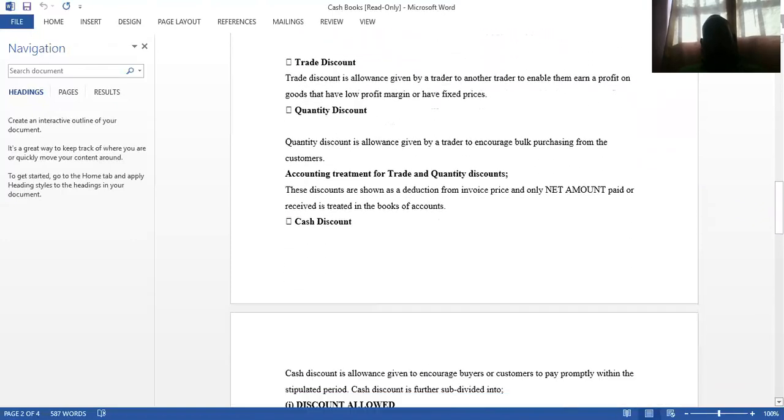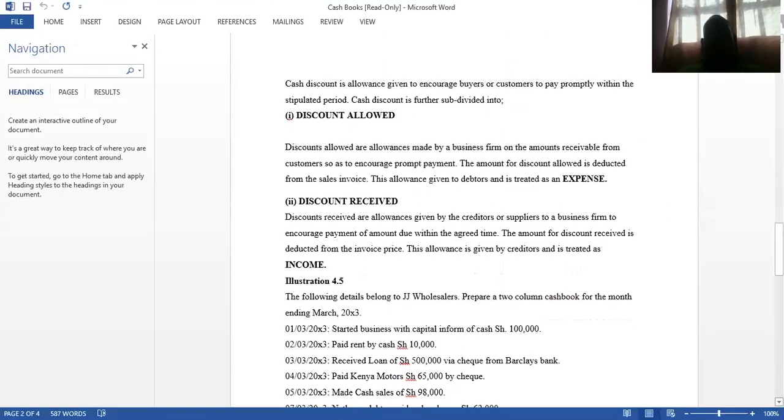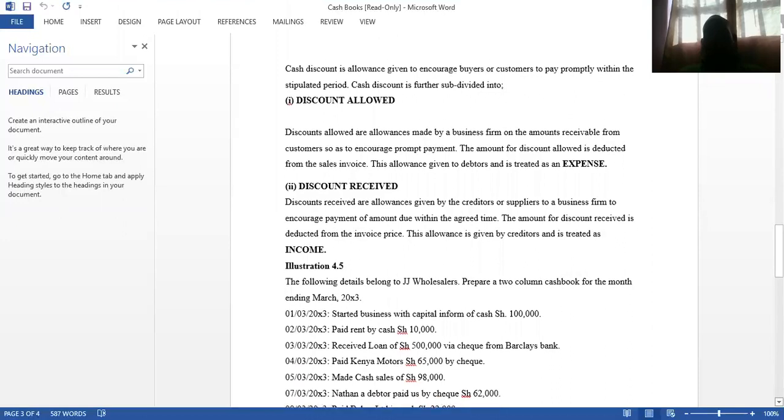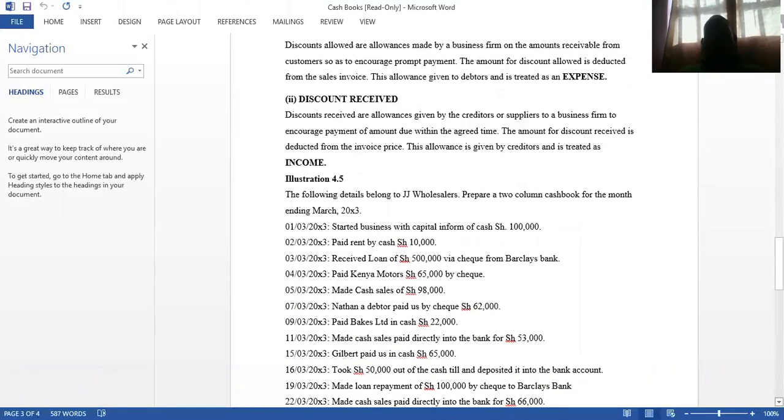Now, having explained that, we can look at an example, whereby you are told the following details belong to JJ Wholesaler. Prepare a 2-column cash book for the month ending this. It is very simple. Remember, we have got 2 sides. We have got the receipt side and we have got the payment side.